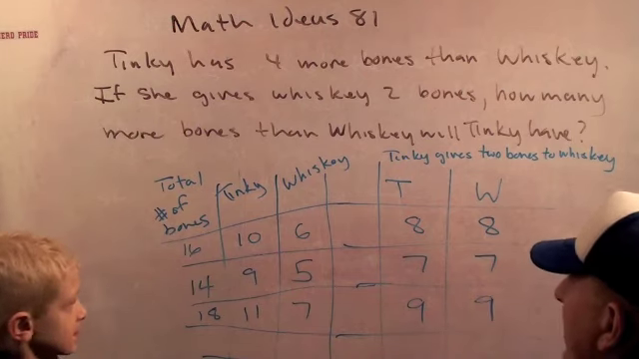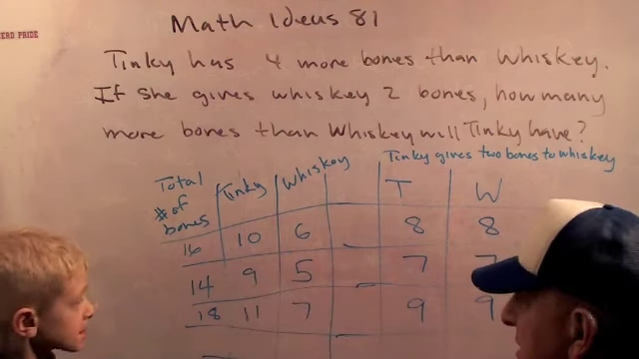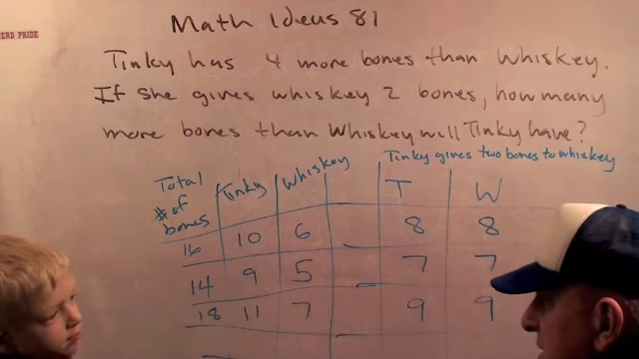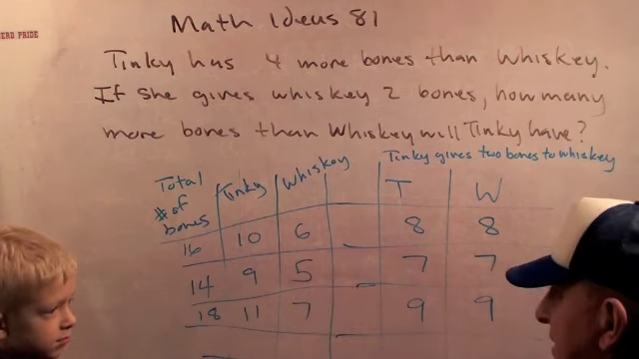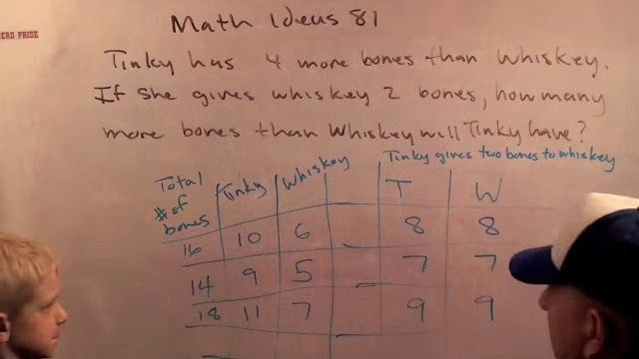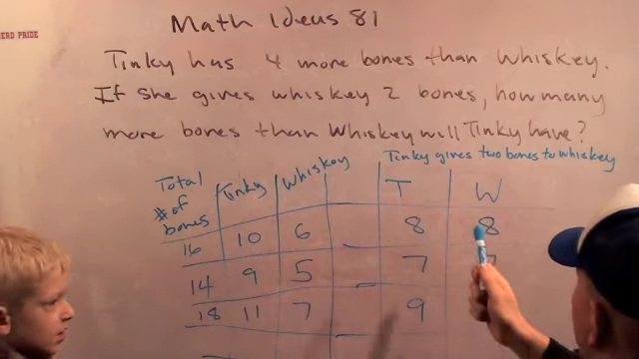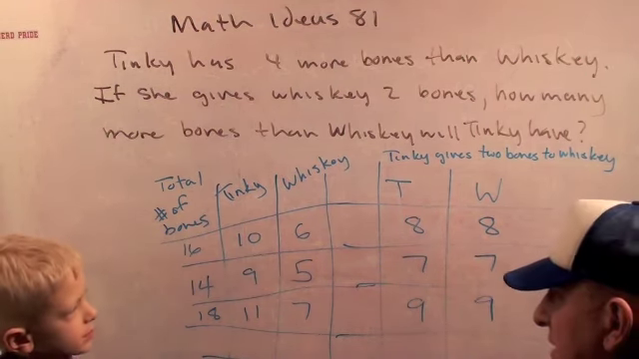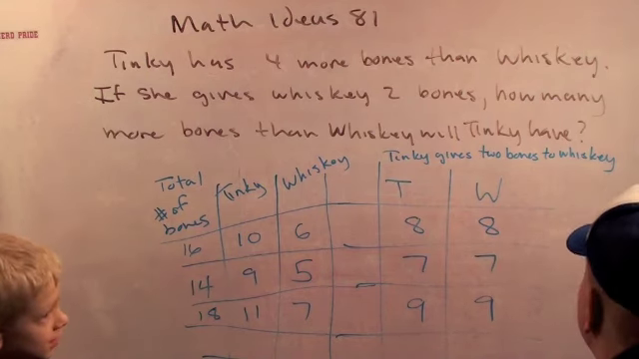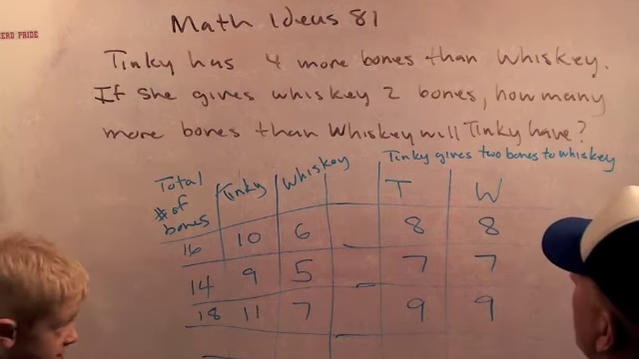So every time that Tinky started with 4 more than Whiskey and gave her 2 bones, what happened? You got the same number. Both dogs had the same number of bones. Can you believe that? So how many more bones does Tinky have than Whiskey? They're the same. She has 0 more bones than Whiskey. That's pretty interesting. Now I wonder if that's always going to be true.